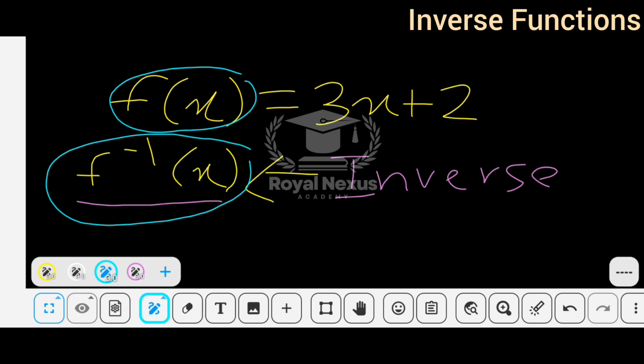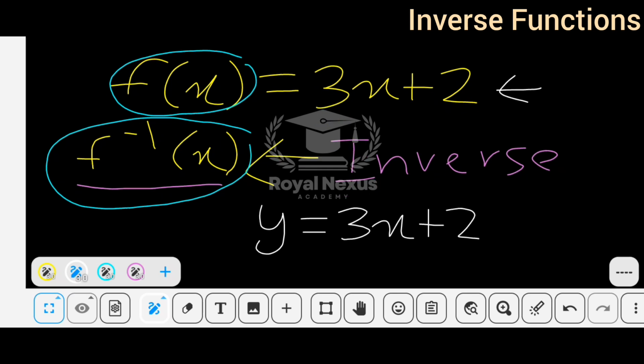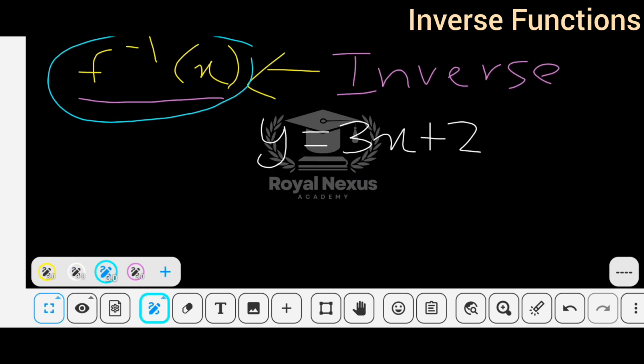Here you have f of x as 3x plus 2. The first step is to write y is equal to 3x plus 2. What I have done is write this function f of x as y equals 3x plus 2. The second step is you need to replace y with x and x with y. What does that mean? It simply means that in place of y, write x, and in place of x, write y. That's it.